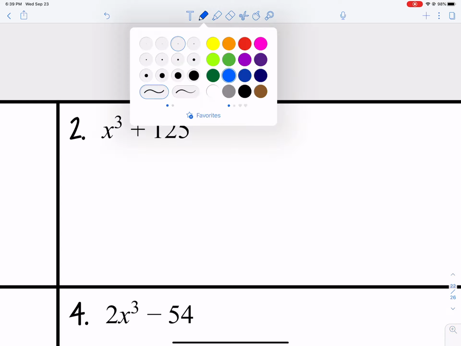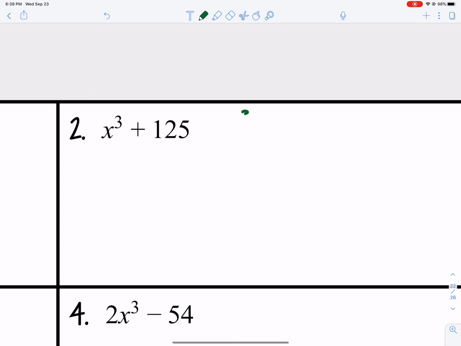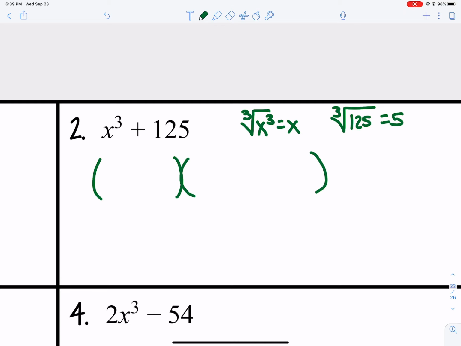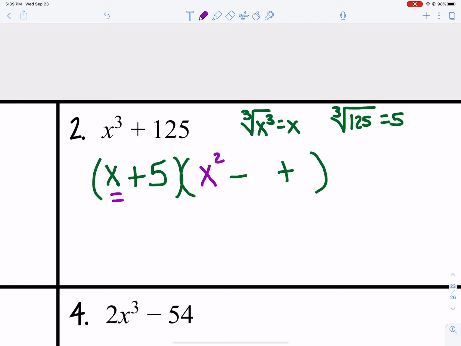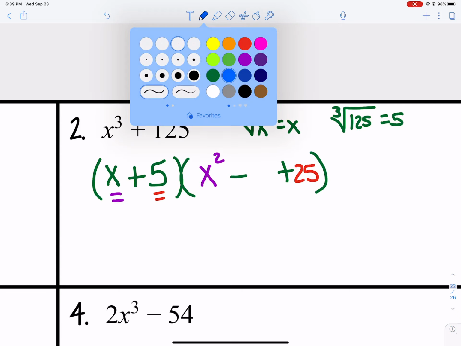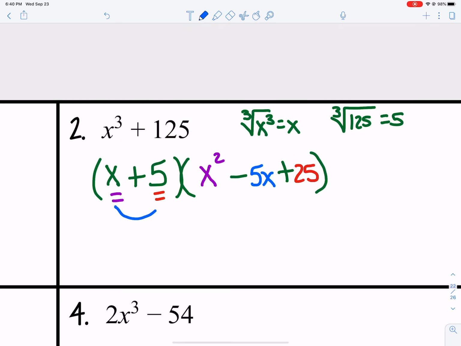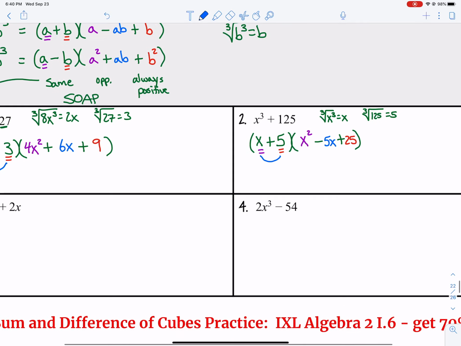So x cubed plus 125. I notice that's a perfect cube because the cube root of x cubed is just x, and the cube root of 125 is just 5. So I set up a binomial and a trinomial. I know my signs are plus, minus, plus, or same, opposite, always positive. So then we're going to fill in the cube root of those first two terms. Square the first one to get the first one in the trinomial. Square the last to get the last. And then multiply them together and put them in the middle. And that's it. Once you get used to the pattern, it's really not too terrible.